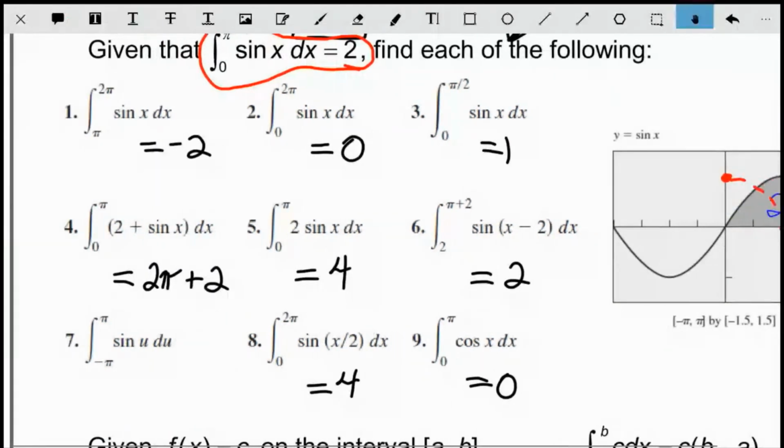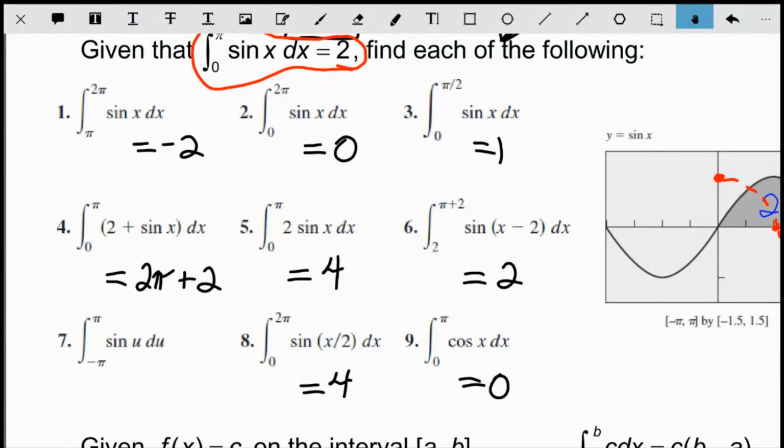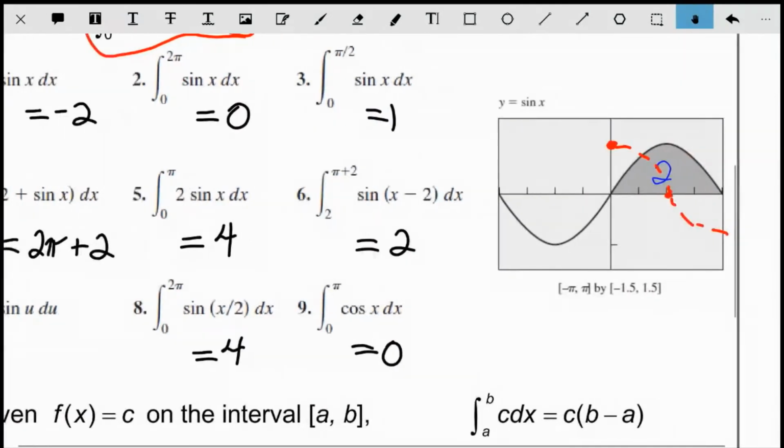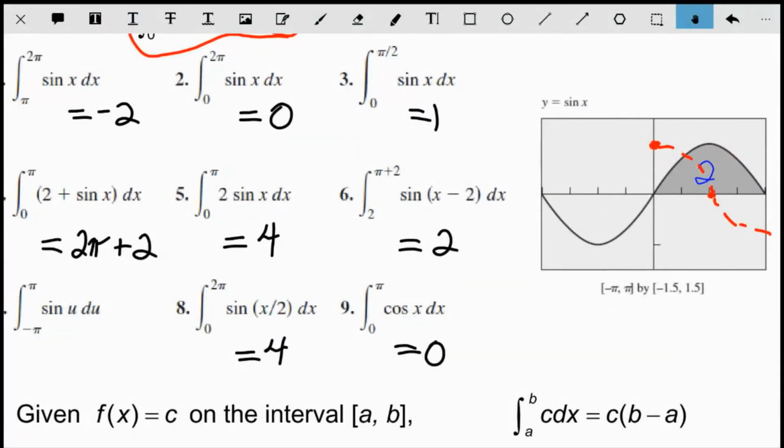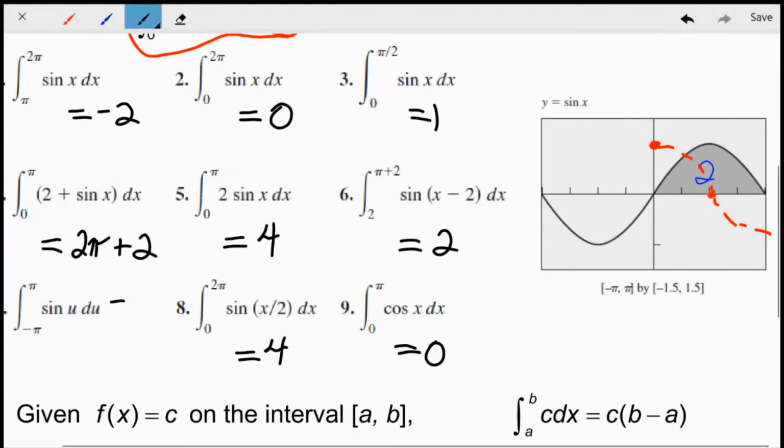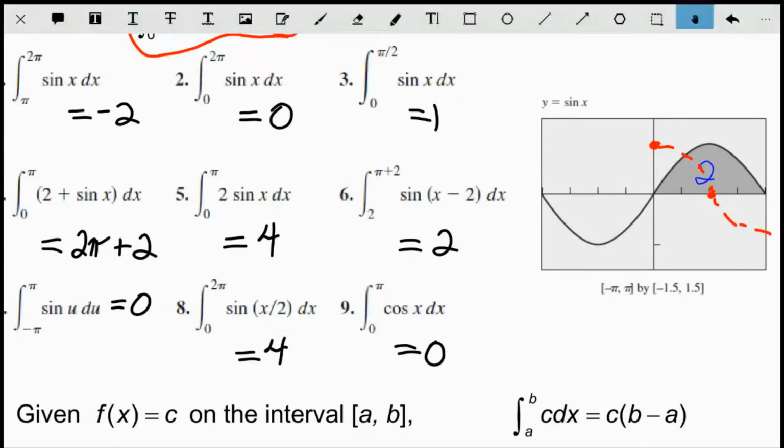Okay, so let's go back to this one that went from negative pi to pi. If I were to go from negative pi to pi, I know the answer is 0, and you can just see that on the graph, right? Because I've got this area here, I've got this area here. The areas are equal. One of them's below the x-axis, the other's above, so they're going to balance out. They're going to add up to make 0.